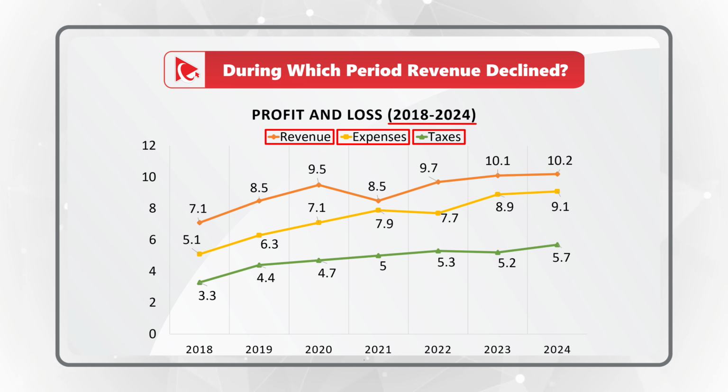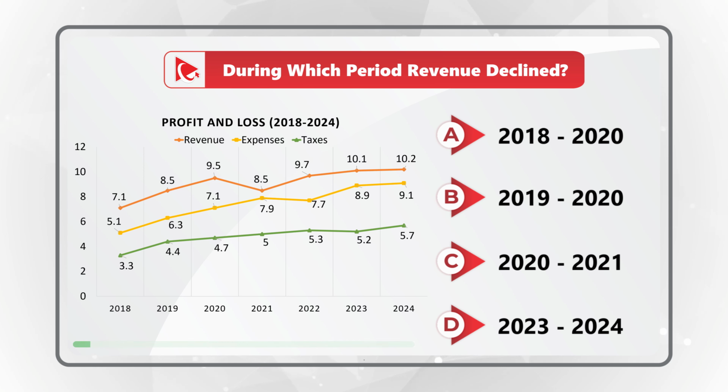Choice A, the period between 2018 and 2020. Choice B, the period between 2019 and 2020. Choice C, the period between 2020 and 2021. And choice D, the period between 2023 and 2024. Give yourself a little bit of time, maybe pause this video to see if you can come up with the solution.